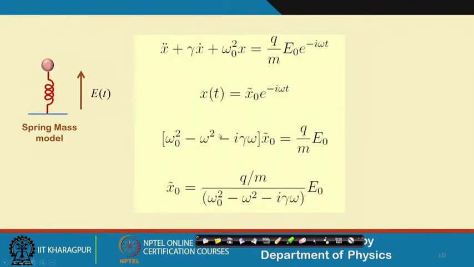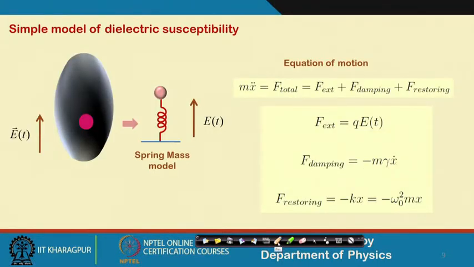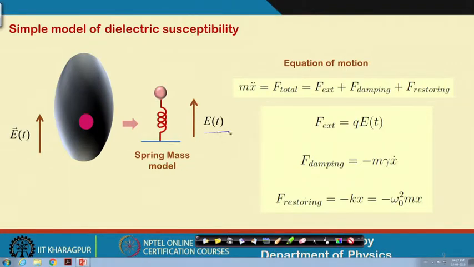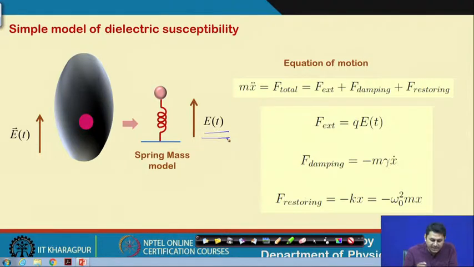So, this launched electric field may have some kind of frequency component. If it has some frequency component, it will make this spring mass vibrate along some kind of equilibrium. This is the equilibrium position, and it will start vibrating. So, this is the simple spring mass model.